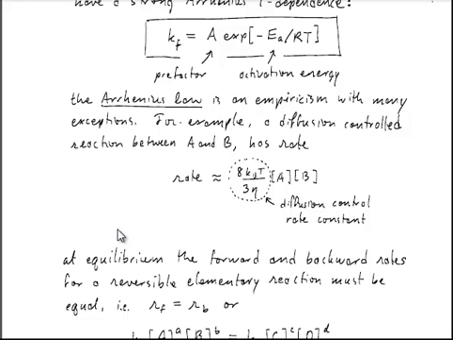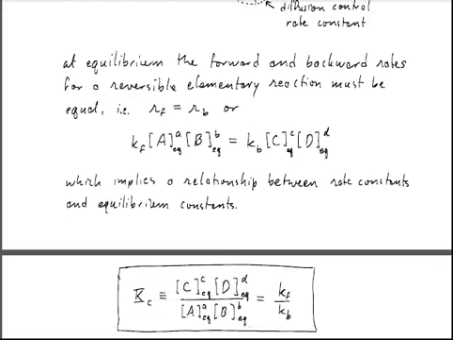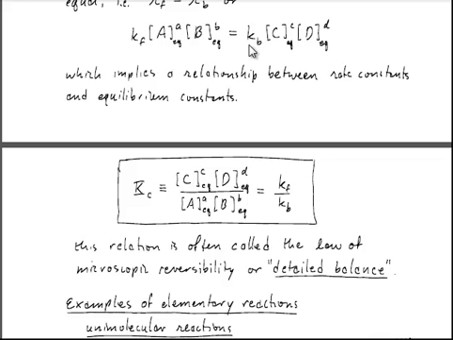So at equilibrium, the forward and backward rates for a reversible elementary reaction have to be equal. That is to say that Rf equals Rb, or written in terms of the concentrations, K forward times the concentration of A times the concentration of B, each raised to their stoichiometric coefficients, must be equal to the backward rate constant times the concentrations of C and D, each raised to their stoichiometric coefficients. So we can take this equation, which is a statement of something called detailed balance or microscopic reversibility, and it implies a relationship between the rate constants and the equilibrium constants.